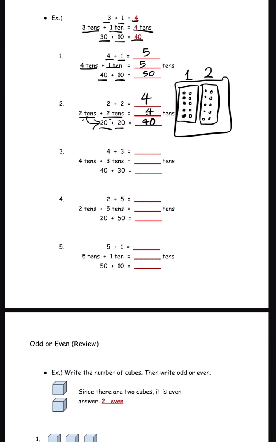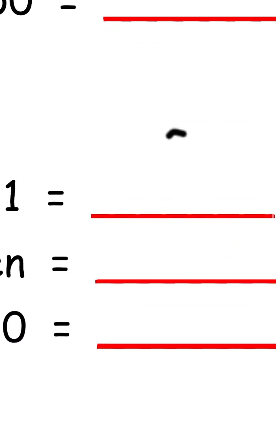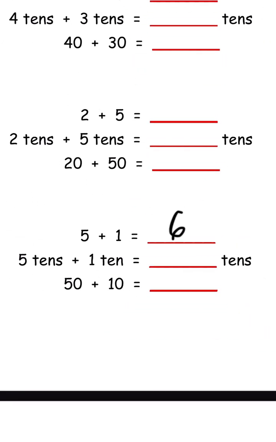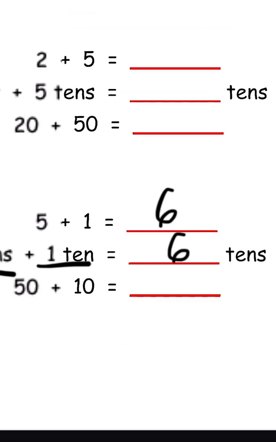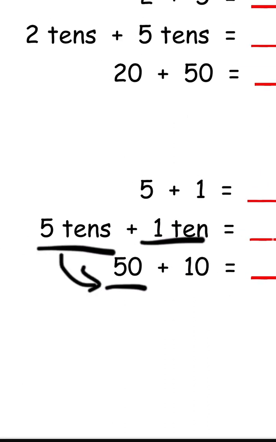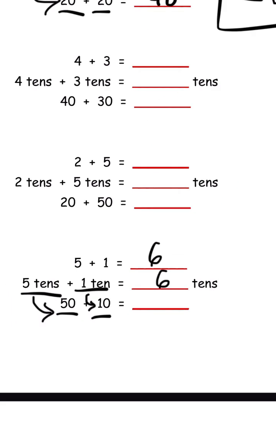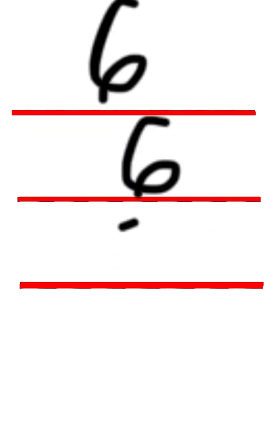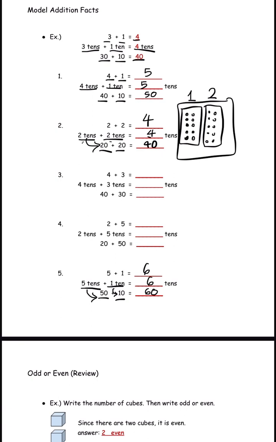Then let's look at number 5. For number 5, it says 5 plus 1 is 6, right? That means if you have 5 tens and 1 ten, we're going to have 6 tens. 5 tens is the same thing as 50, and 1 ten is the same thing as 10. So 50 plus 10 is going to be 60. The rest of them, you can do by yourself.